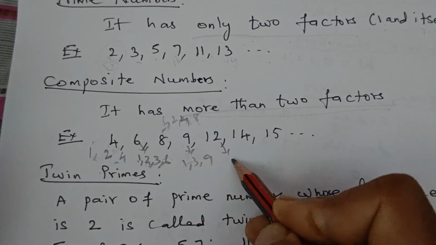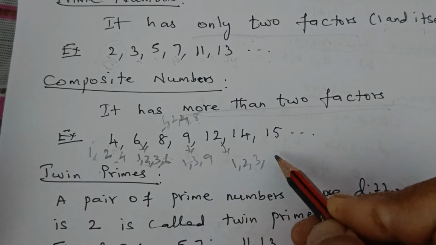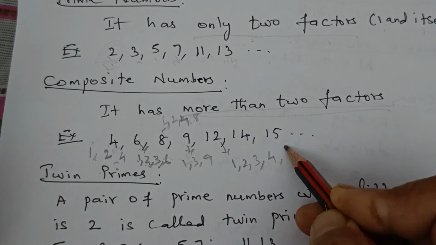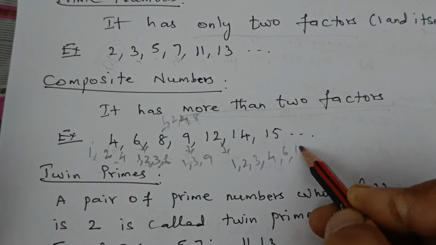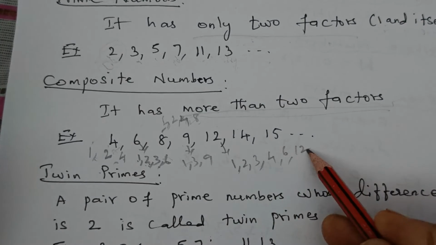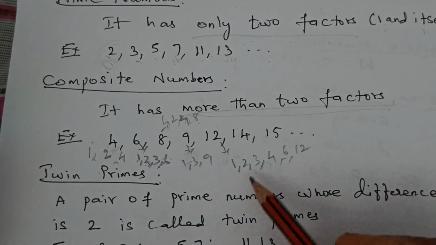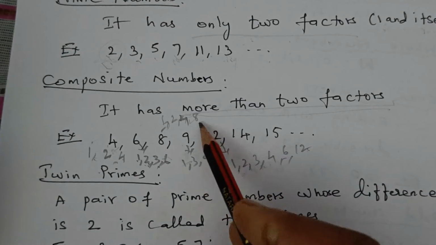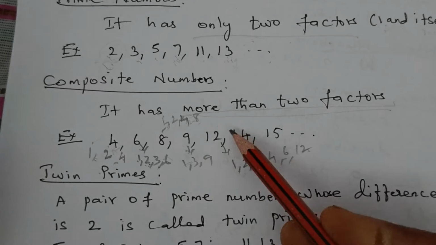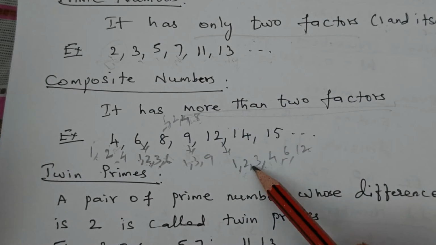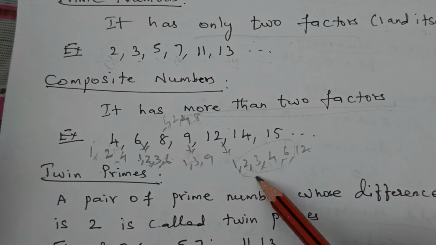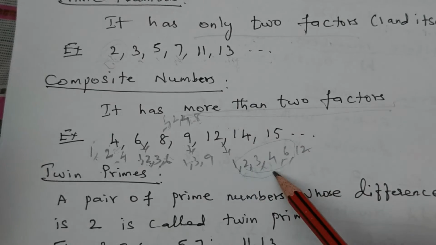Try for 12: 1 12, 2 6s, 3 4s are 12, 4 3s are 12, then 6 2s are 12 and 12 1s. See, so many other than 1 and 12, it has 2, 3, 4, 6 as extra factors, isn't it? So it has totally 6 factors, more than 2 factors. So other than the 1 table and 12 table, it comes in so many other tables also. That means it is divisible by many other numbers.